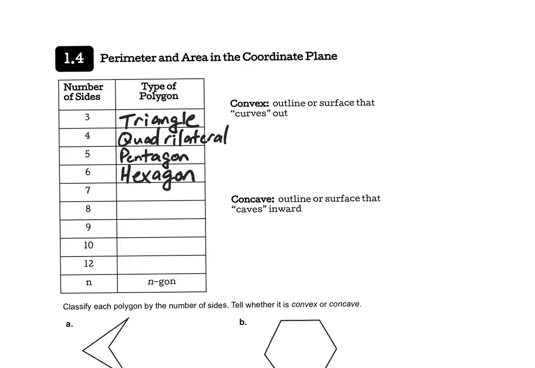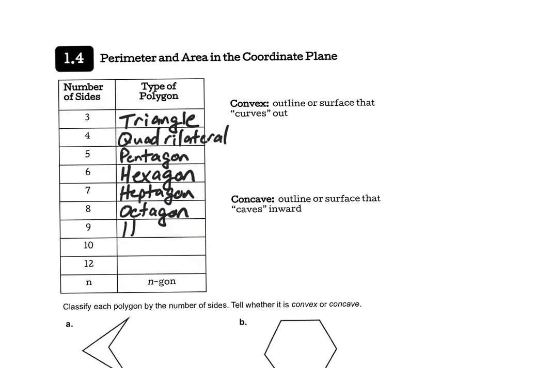Okay, six-sided is a hexagon. Seven-sided is a heptagon. All of these just have different prefixes. Gon is just sides. So five sides, six sides, seven sides, and so on. Eight, octagon. Like an octopus has eight tentacles, an octagon has eight sides.